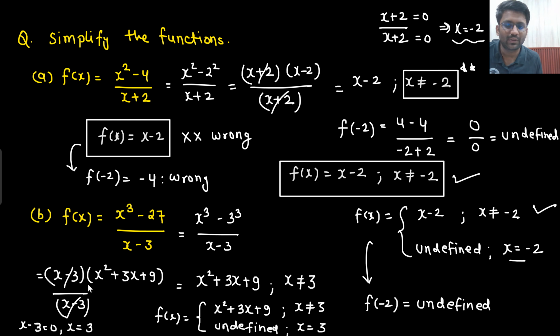If x is not equals to 3, then they are being cancelled out. X square plus 3x plus 9 will be the answer. Is that understandable to you? This is how you define the function. So whenever you cut down numerator by denominator, always make sure one thing: when they are becoming 0, that value you cannot take. Understandable? Let's solve the next question.